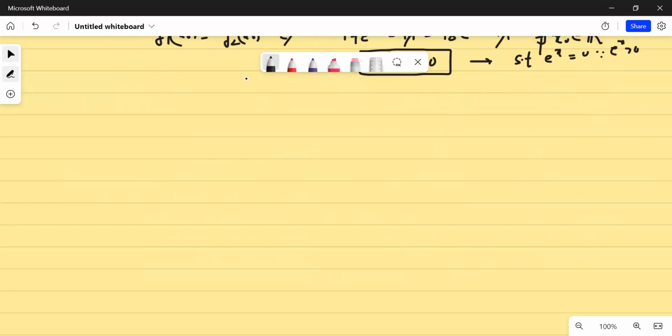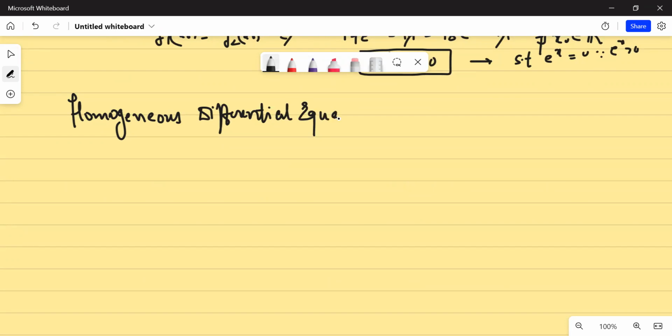Okay. So now let us revise our concept of homogeneous differential equations, and especially of order 0. Homogeneous differential equation of order 0. Now, what are homogeneous functions? Let us first understand that.